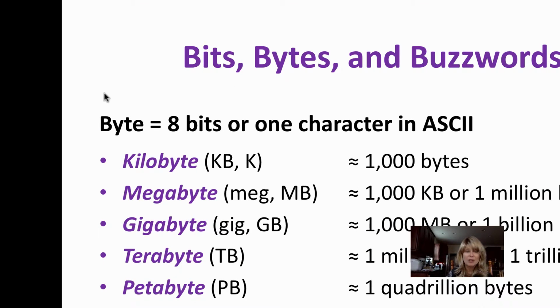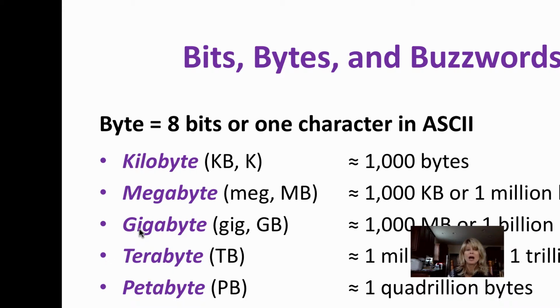Okay, so a byte is 8 bits. A kilobyte is 1,000. A megabyte is 1,000,000. A gigabyte, terabyte. You can see 1,000, million, billion, trillion, quadrillion. Petabyte, a quadrillion. It's even hard to imagine. But that's what these mean.